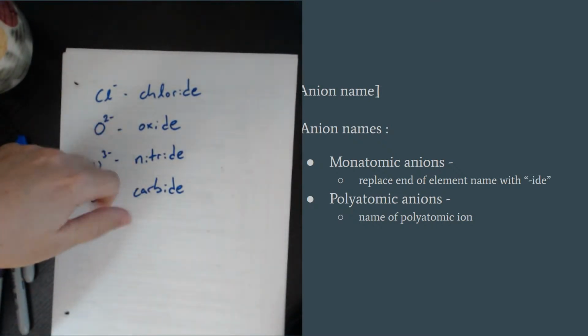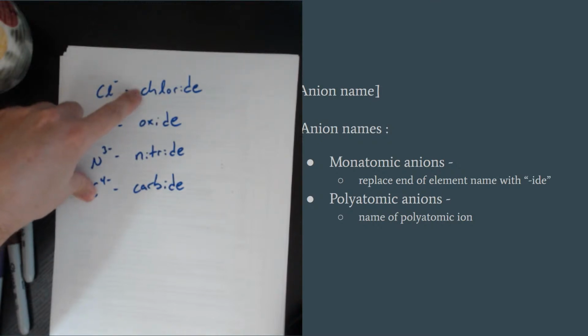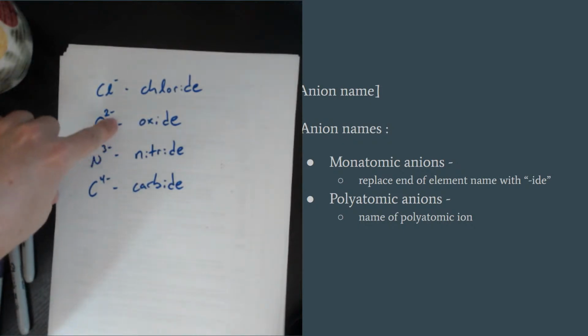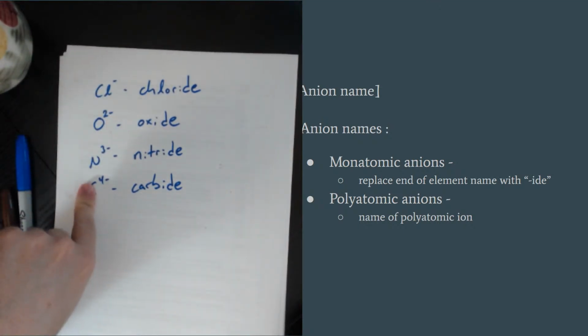It can be a little bit arbitrary sometimes, like for most of them we drop the final INE and replace it with IDE, and that works just fine. Fluorine, fluoride, chlorine, chloride, iodine, iodide, right? But then oxygen becomes oxide, nitrogen becomes nitride, right? So it's kind of weird. But again, it's just a matter of memorization, and there's only 10 of these guys.